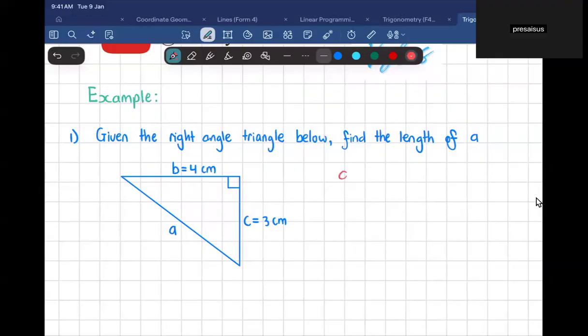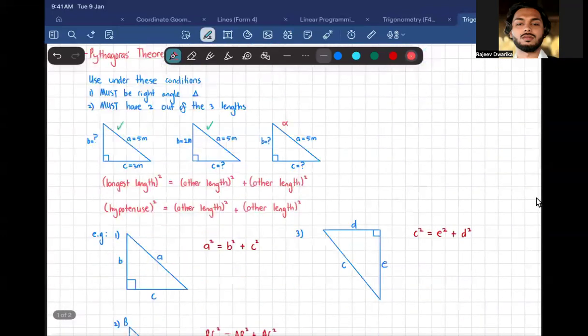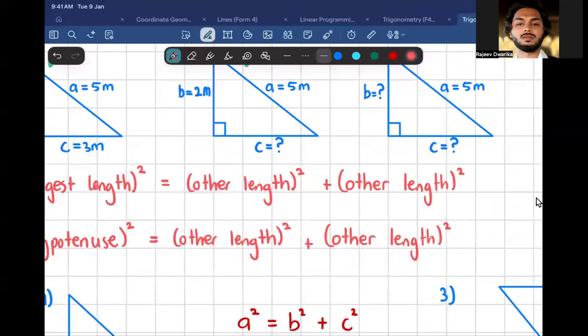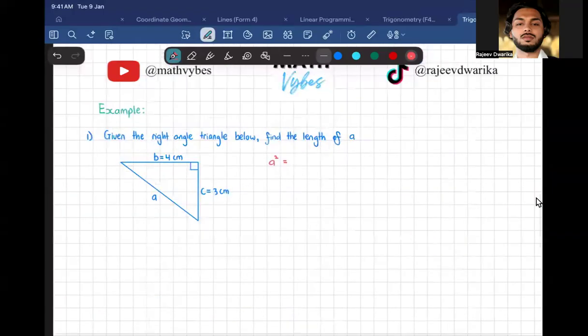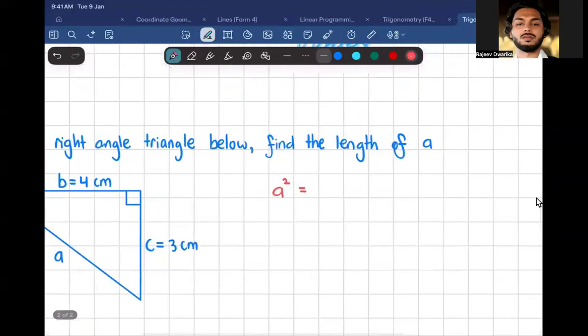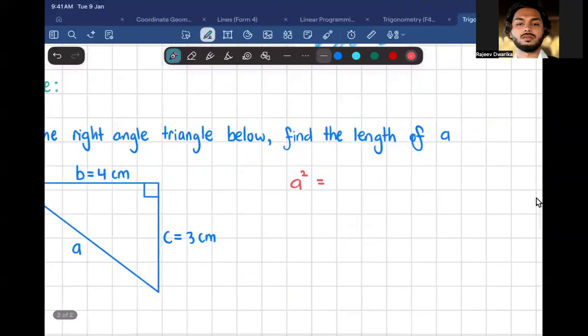A squared. Now, A is the hypotenuse, but we're squaring it, so we're going to say A squared. And remember, it's equal to the sum of the other lengths squared, right? So I'm going to say A squared, and that's going to be equal to what? I need to write the formula first. B squared plus C squared.